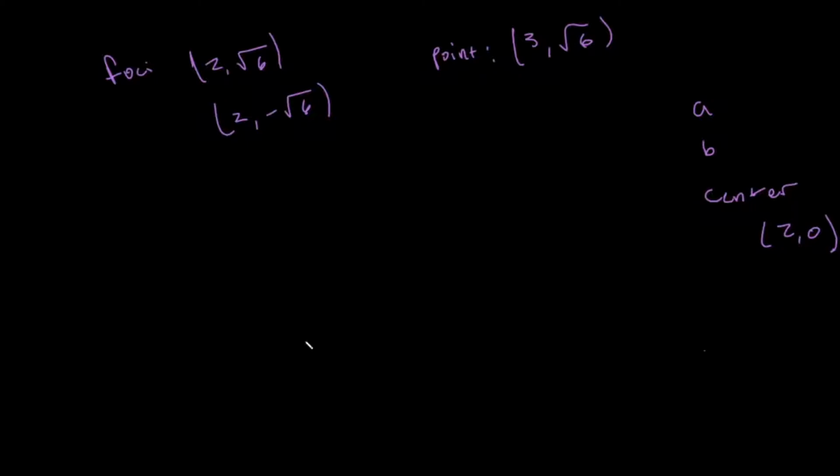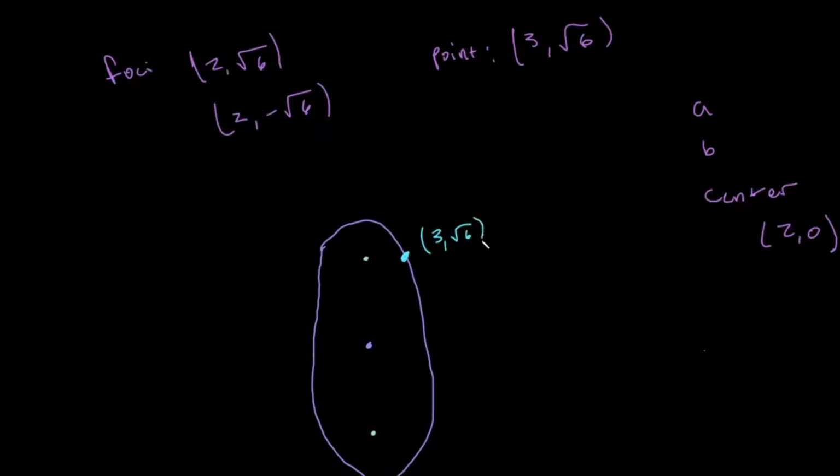So let me draw a quick sketch. 2 root 6, 2 negative root 6, so it is vertically oriented. The center is in between. We have some kind of ellipse around these guys. Just gonna do my best here. And we have a point 3 comma root 6. I'll do it here in cyan. This doesn't tell us a whole lot at this point, besides the fact that it satisfies our equation.